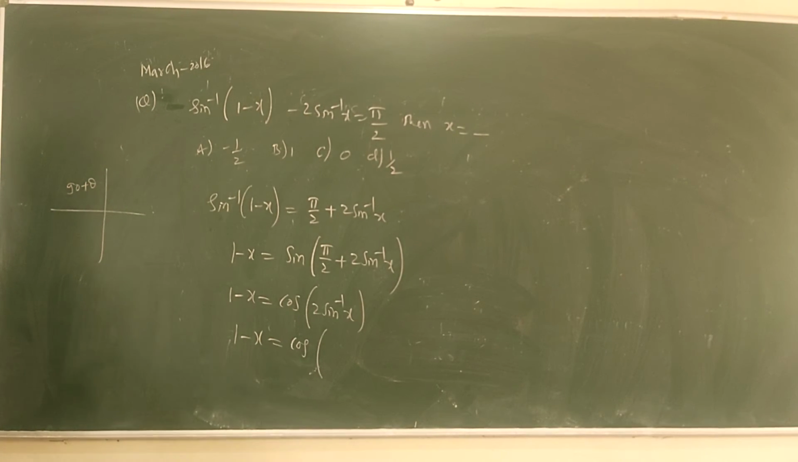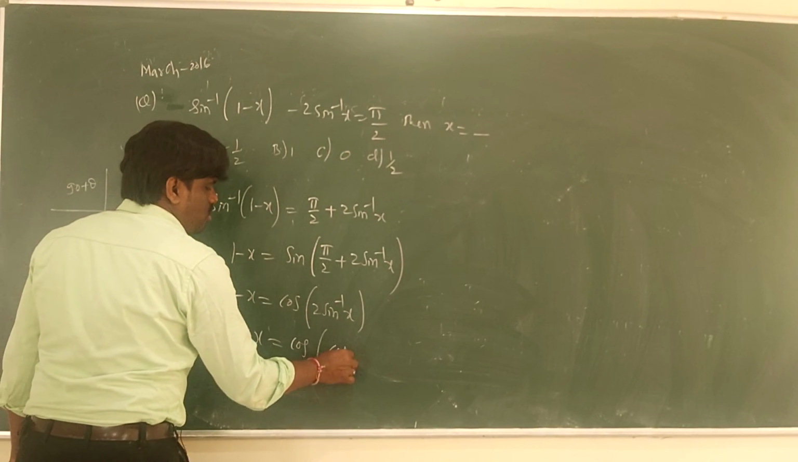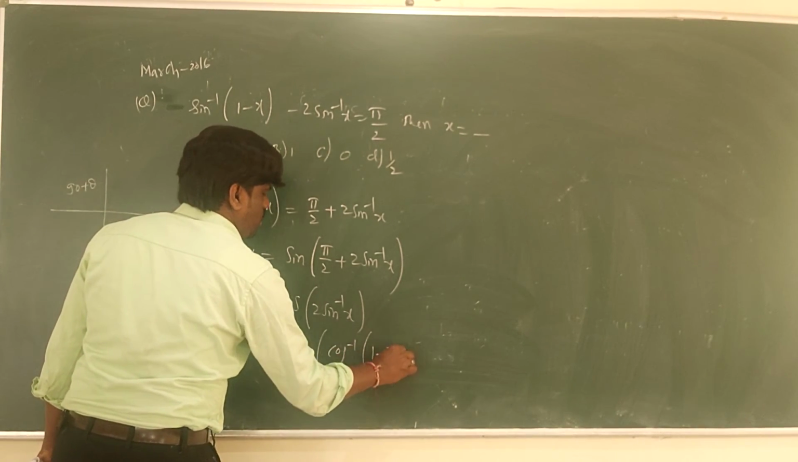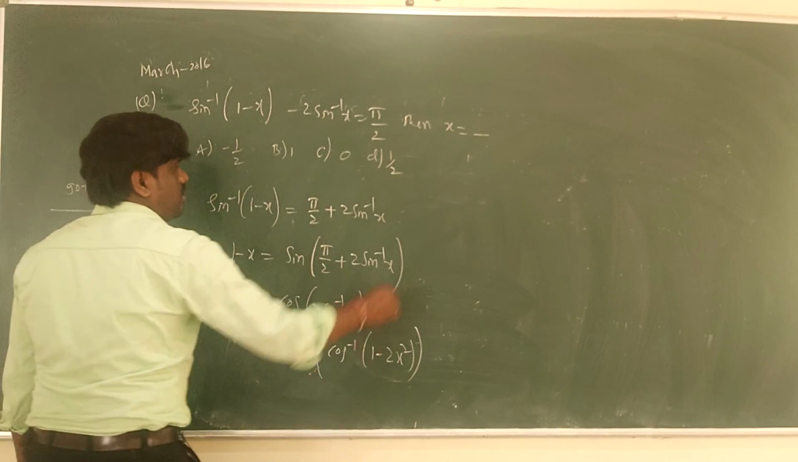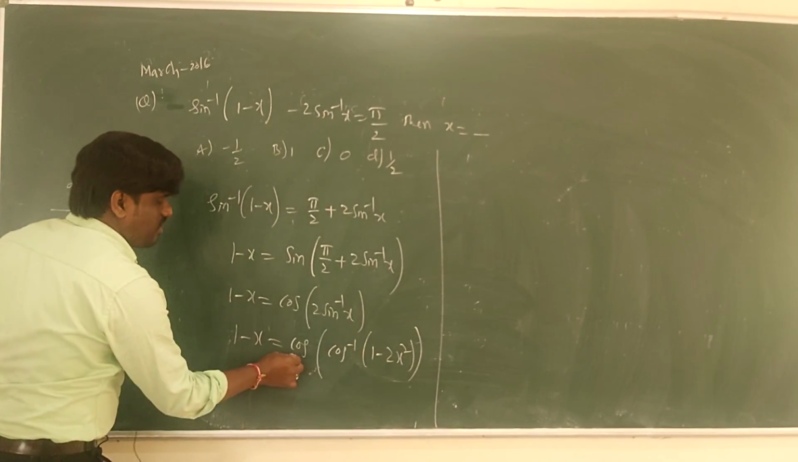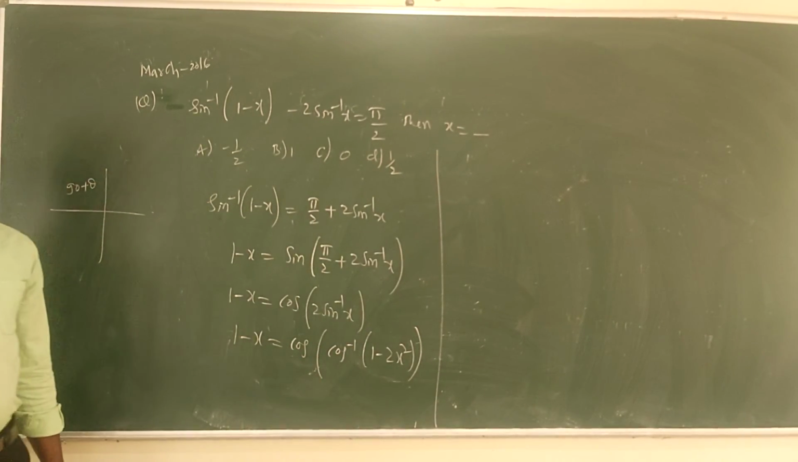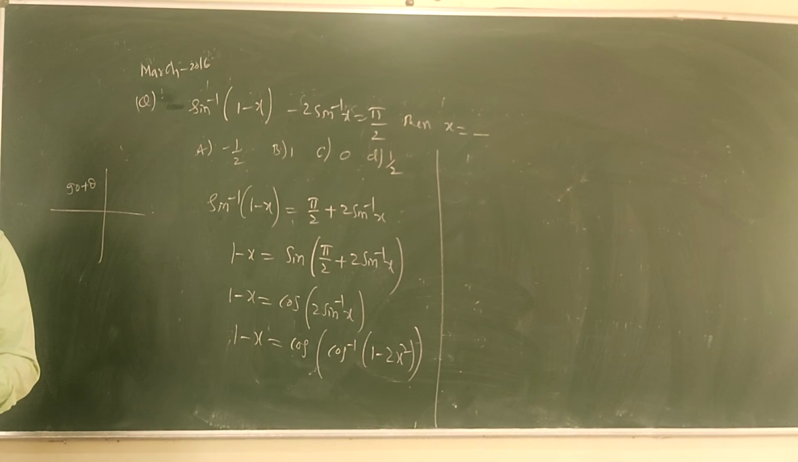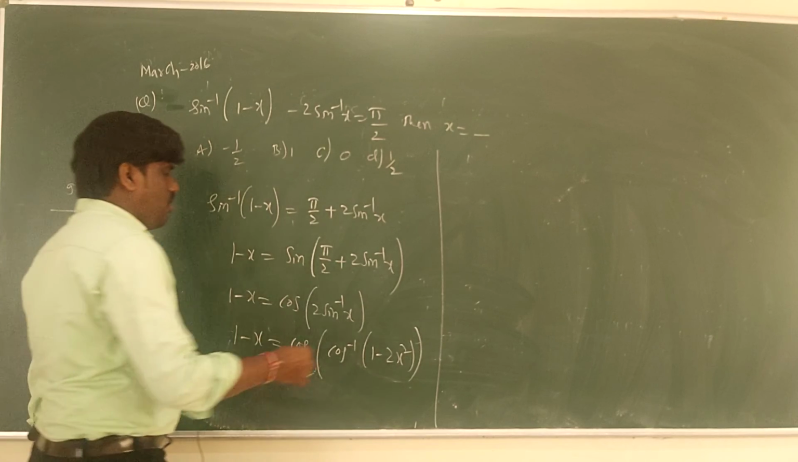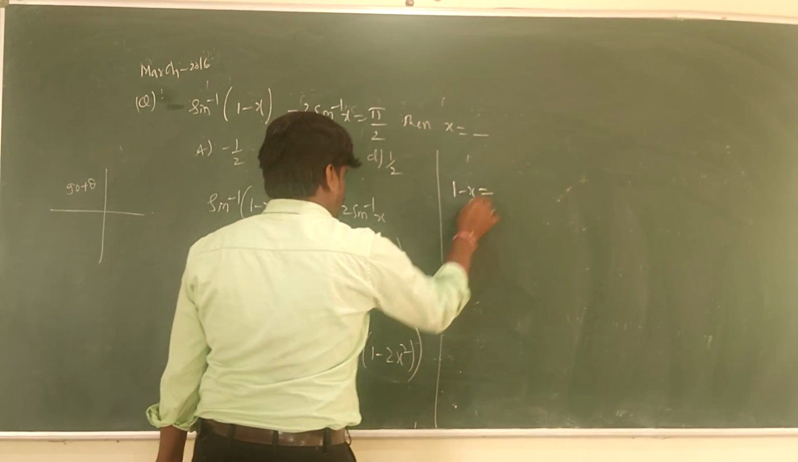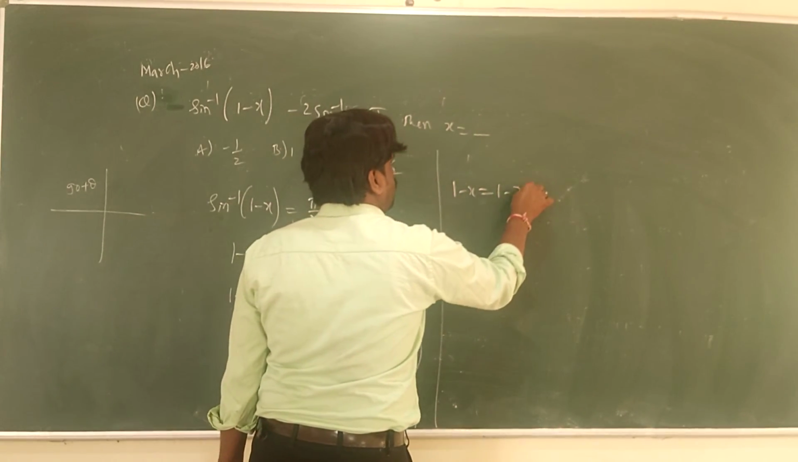cos inverse 1 minus 2x square. You can write it as cos inverse 1 minus 2x square. Okay. So therefore what can we write? Cos of cos inverse x is what? X. So what I get here? 1 minus x is equal to 1 minus 2x square.